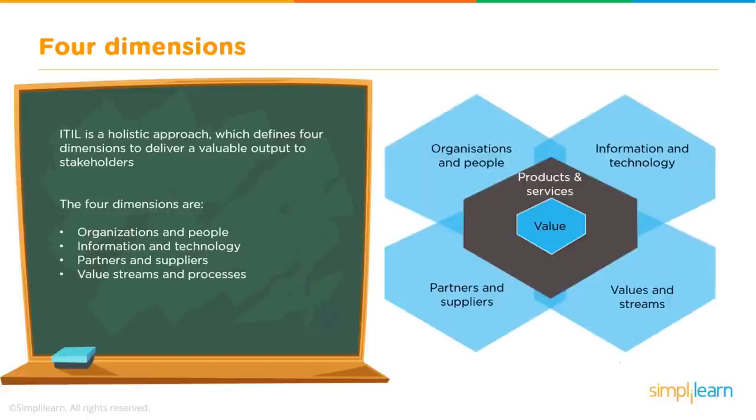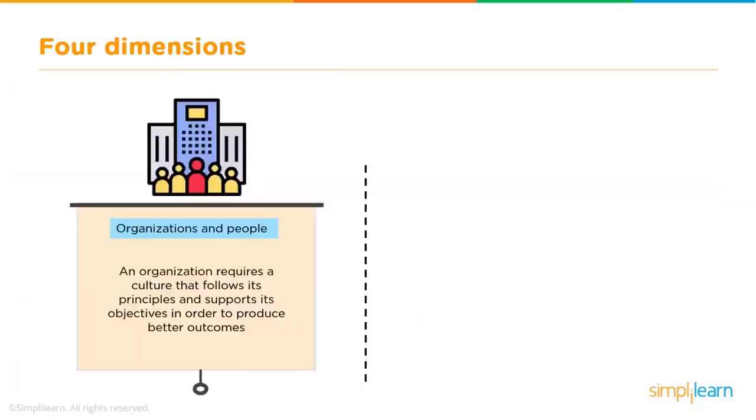So when I say organizations and people, information and technology, partners and suppliers, value streams and processes, all these 4 dimensions will definitely be involved and required to be looked at for every service. Let us understand these one by one. Organizations and people refers to the organization structure, the culture, the people, the principles and the values revolving around the people and organization structure, which make for creating better outcomes for the services.